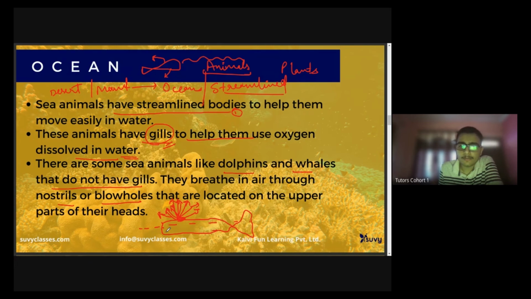Have you seen it? Yes. Yeah, that is the blowhole located on the upper part of their head, and they come to the water surface and blow off the air, and after taking a longer breath they go back into the water. They don't have gills, so they have adapted accordingly. Okay, so that's the thing about the aquatic animals.